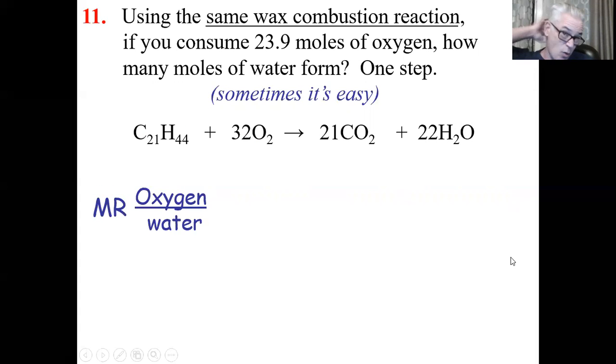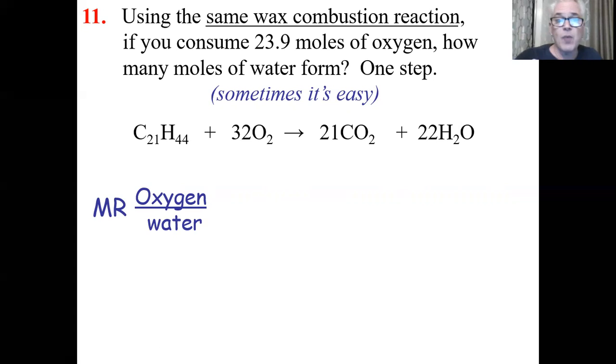We're going to use the same equation. There it is, right in the middle, the balanced chemical equation. Here we're going to say we're going to use up 23.9 moles of oxygen. How many moles of water form? Now this is easy. Moles to moles. We're not doing any conversions. It's just about the moles to moles. It's a mole ratio, 1-step stoich problem.